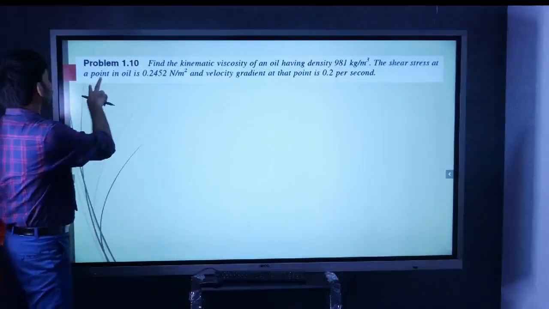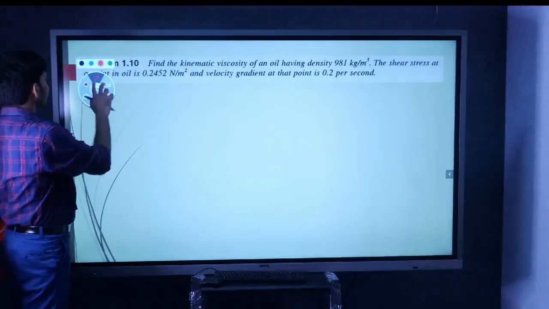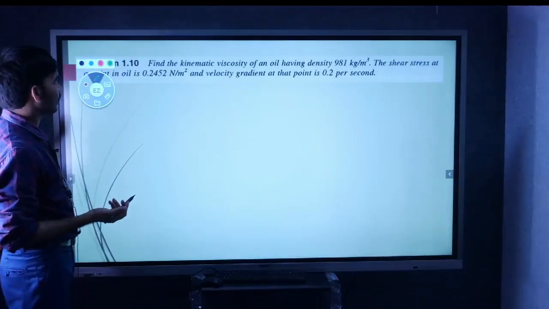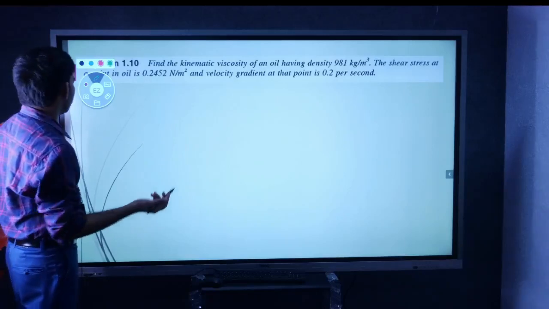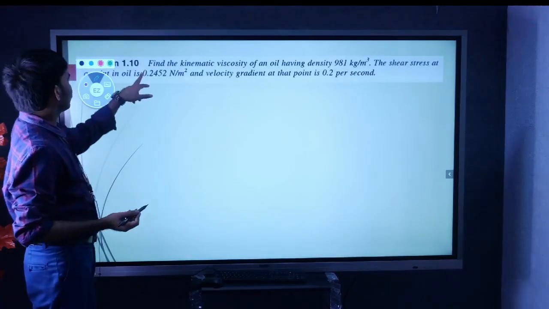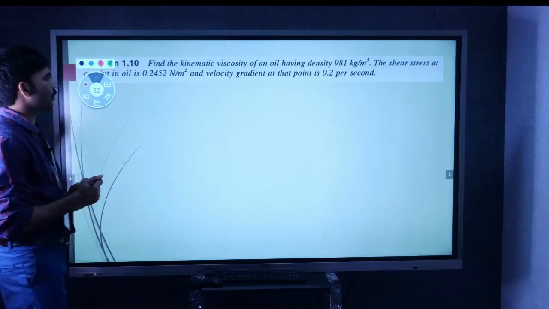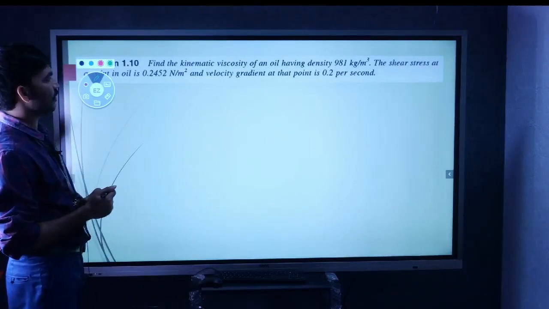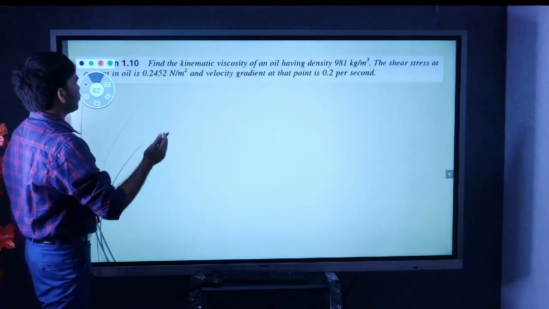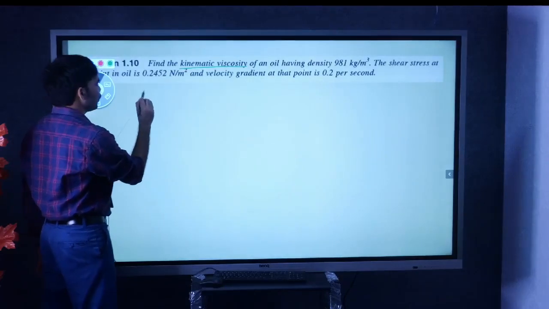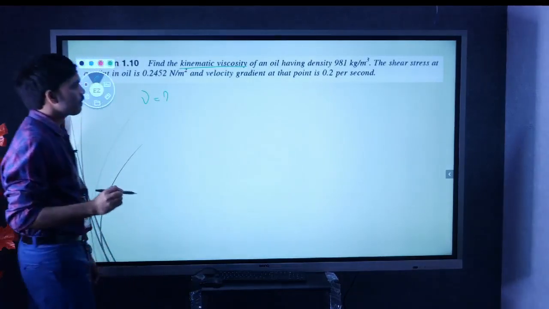Now we'll try to solve one problem related to kinematic viscosity. First I will read the problem. Find the kinematic viscosity of an oil having a density of 981 kg per meter cube. So that means he asked you to find out the kinematic viscosity, so nu you have to find out.